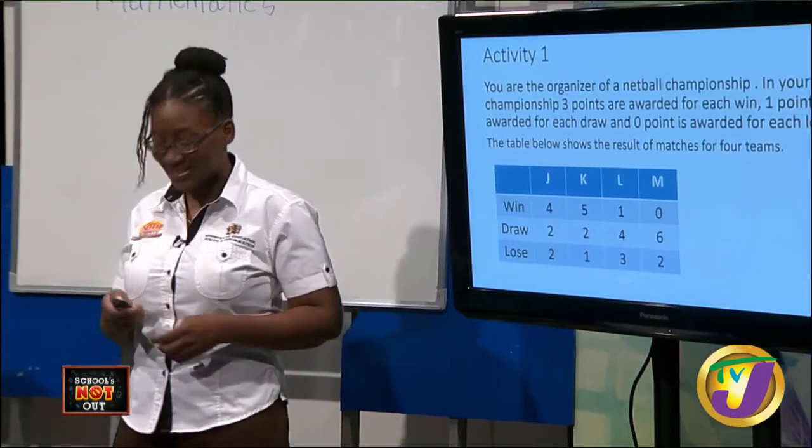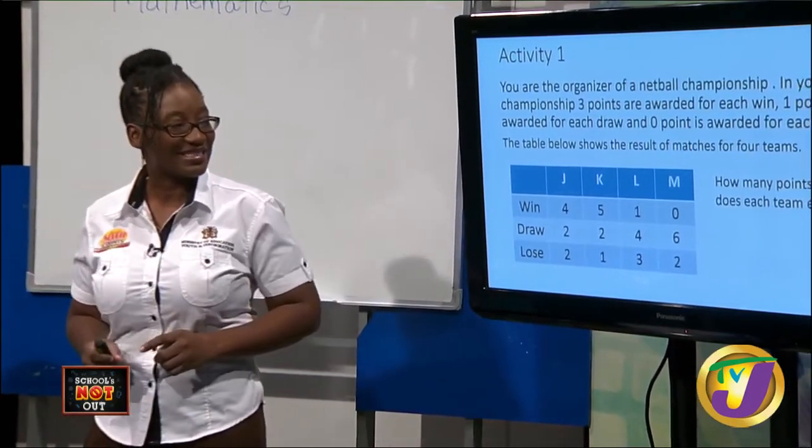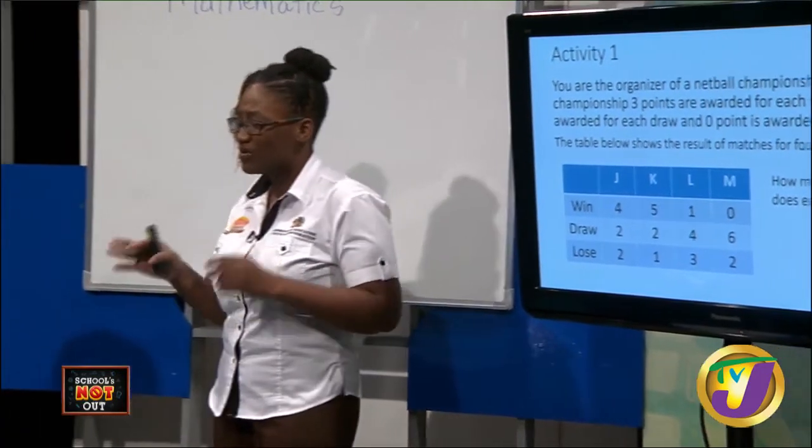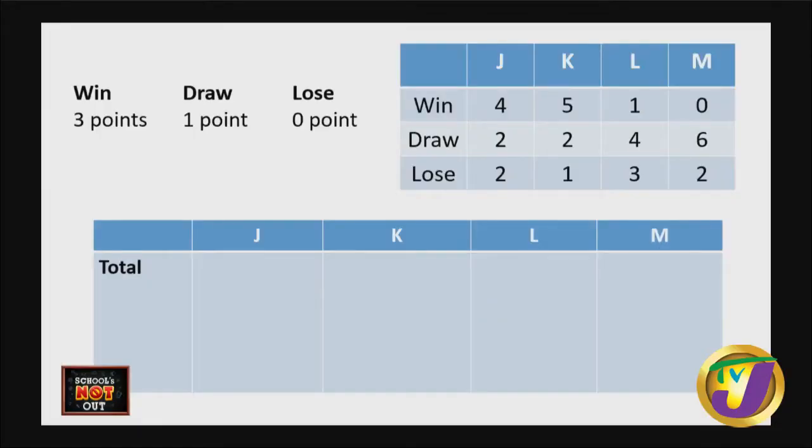So the question is, how many points does each team earn? At this point, we're checking because when we have a championship, we want to decide which team moves on to the next round. And we need to check the points. So how could we find out how many points each of these teams earned? You did tell us that if you win, you get 3 points, draw, 1 point, and if you lose, 0 points. Let's figure out how many points Team J, K, L, and M would gain after all these matches.